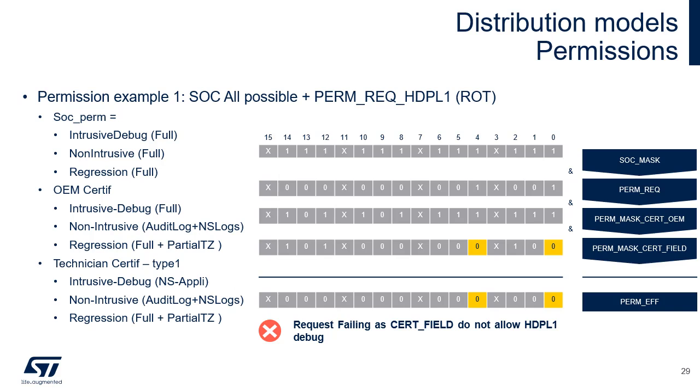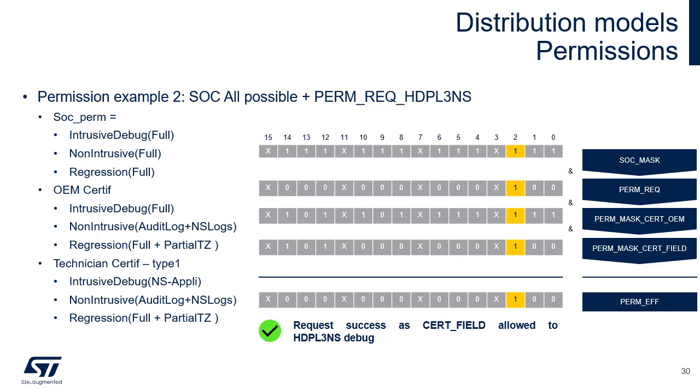Bits 2 to 0 equals 0, no HDPL enables opening of non-secure intrusive debug. Bits 6 to 4 equals 0, no HDPL enables opening of secure intrusive debug. Bits 14 and 12 equals 0, no regression is permitted. In this configuration, a debug request from HDPL1 results in a failure.